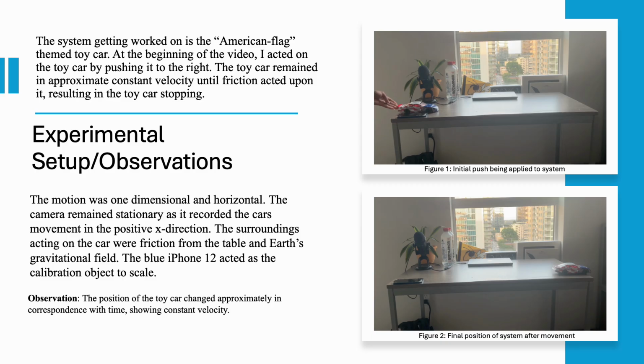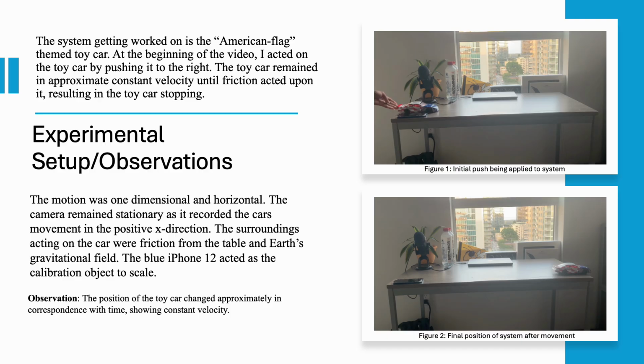Experimental setup and observations. For this experiment, I used an American flag themed toy car as the system being studied. At the beginning of the video, I applied a push to the toy car towards the right. After the push, the car moved across the table with approximately constant velocity for a portion of its motion before friction gradually caused it to slow down and eventually stop. The motion was one-dimensional and horizontal. The camera remained stationary throughout the recording, and a positive X direction was defined as the direction to the right.